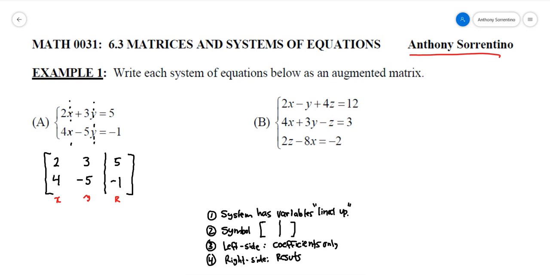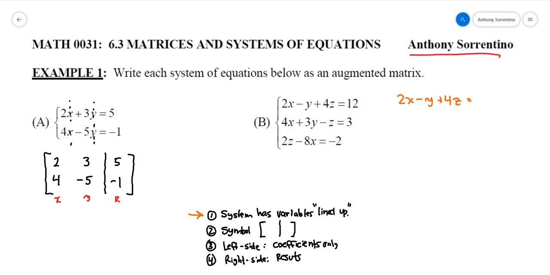So what I would like you to do for part B is write an augmented matrix for the system of equations you see in part B. Now, one of the things that some students notice, or some students don't pay attention to, is the very first thing. You have to make sure that your system of equations is lined up. So I want to have an x, a y, and a z column, so I want to be able to see them.